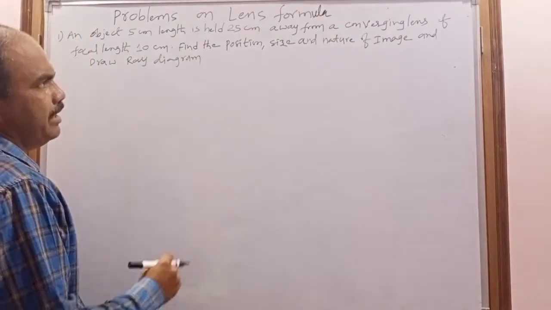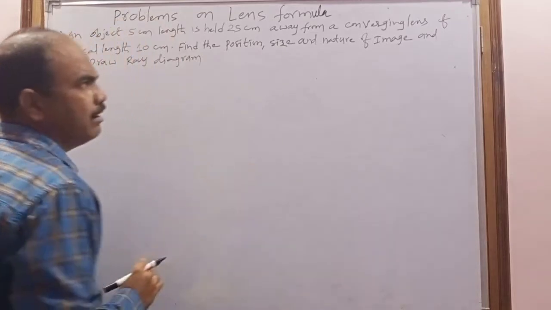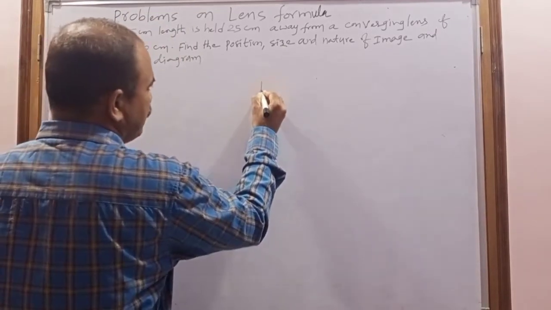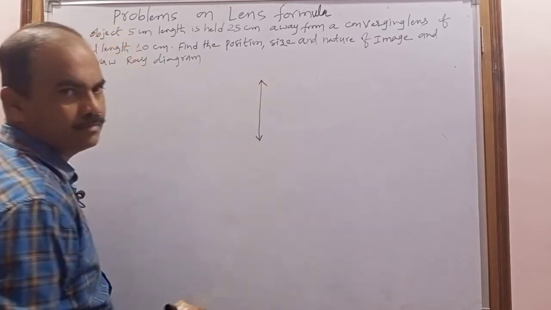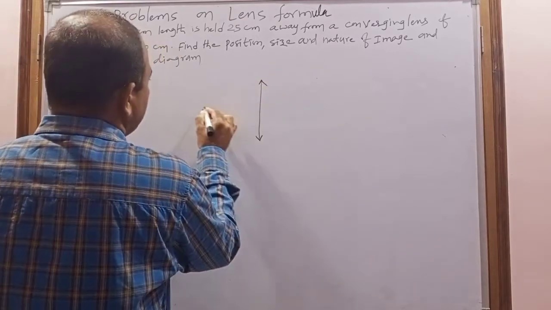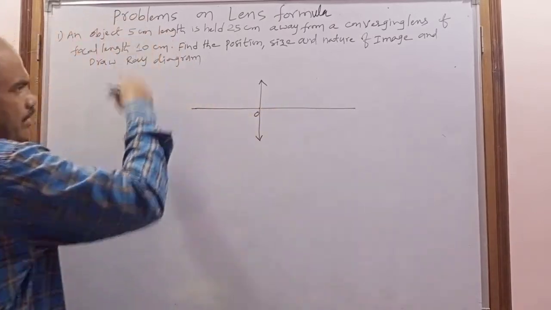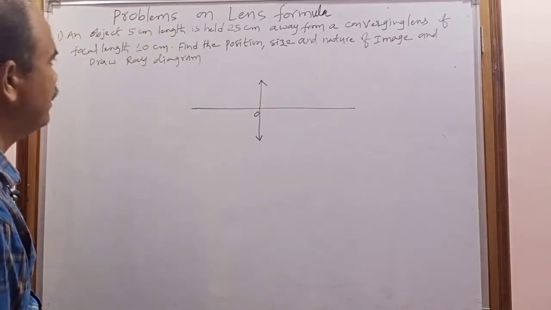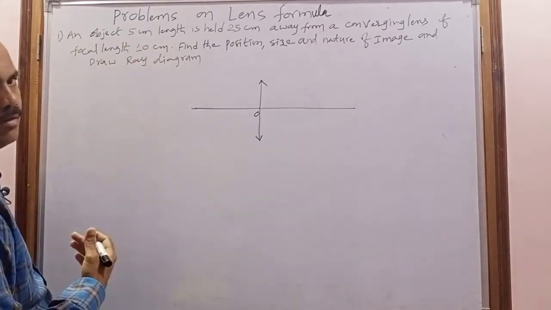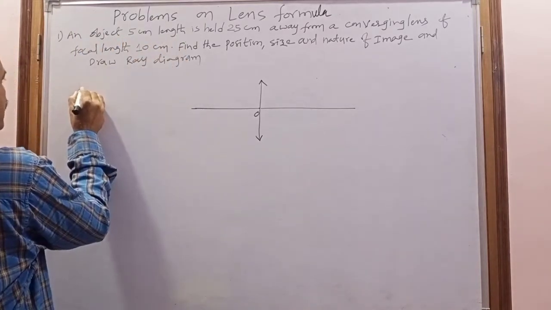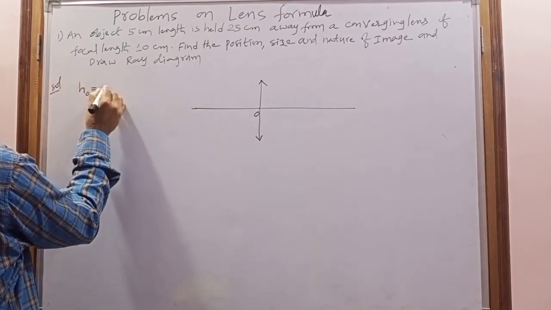But first of all, identify which lens this is. Converging lens, which means it is a convex lens. So first draw the rough diagram. It is a convex lens. This is the optic center. And right after that, write the given data. What is given? An object of 5 centimeter length. Object size is nothing but the height of the object. So the height of the object is 5 centimeter.